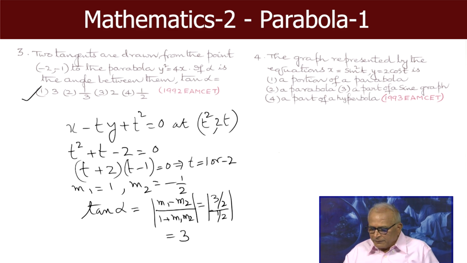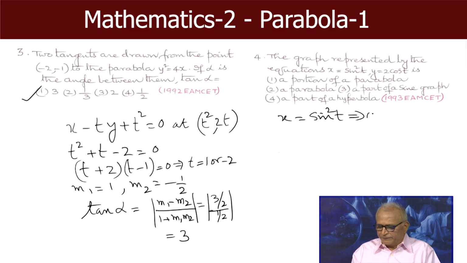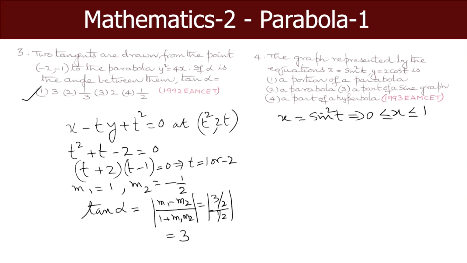The graph represented by the equations x = sin² t, y = 2 cos t. x = sin² t means x lies between 0 and 1. And let us eliminate t from these two equations to see what the graph of y = f(x) represents. y² = 4 cos² t = 4(1 - sin² t) = 4(1 - x). Normally speaking, this represents a parabola, y² = 4(1 - x). But there are limitations for x. x lies between 0 and 1 only.